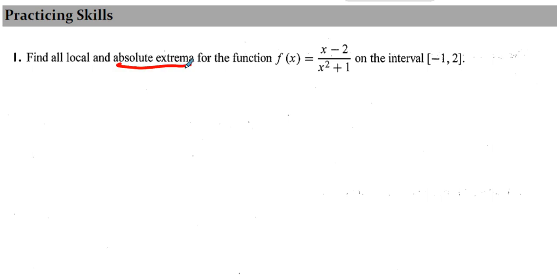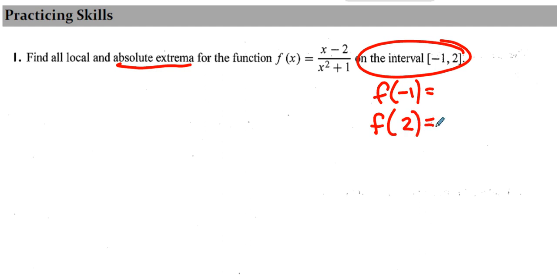Absolute extrema on an interval. That's the highest high and the lowest low on this interval. So we know from calculus that if there's going to be an absolute extremum for this function on this interval, it is either going to be at the left endpoint or at the right endpoint or at some critical point in between. So you can substitute -1 and get this. You can substitute 2 and get that.